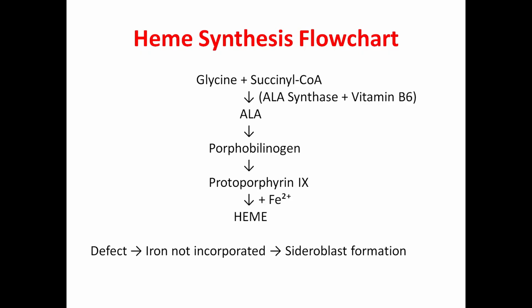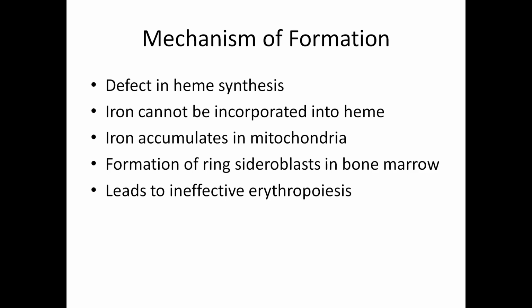Now, the mechanism of formation. How does this ring sideroblast get formed? Defect in heme synthesis, iron cannot be incorporated into the heme, iron gets accumulated in the mitochondria of the erythroblast, and that may form ring sideroblasts in the bone marrow, which leads to ineffective erythropoiesis. In this case, erythropoiesis happens, but it will be ineffective erythropoiesis.